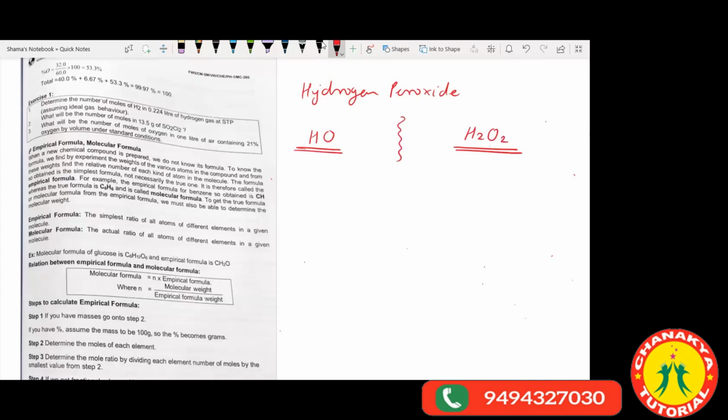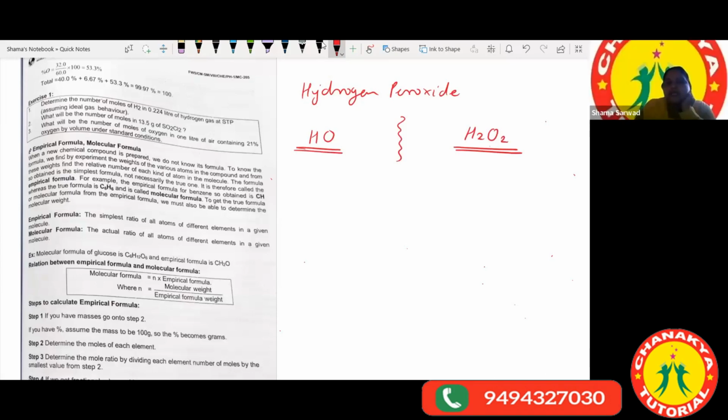Here the number of atoms is not represented. It's the simplest ratio of the atoms present in the given molecule, right? And here is the actual number of atoms present in the molecule, correct?